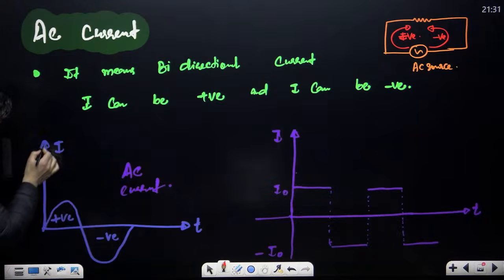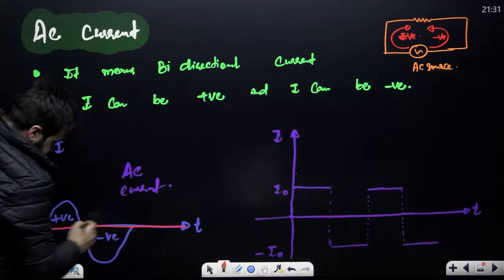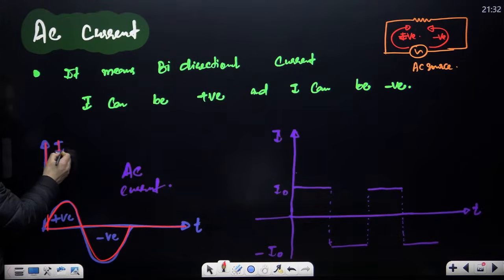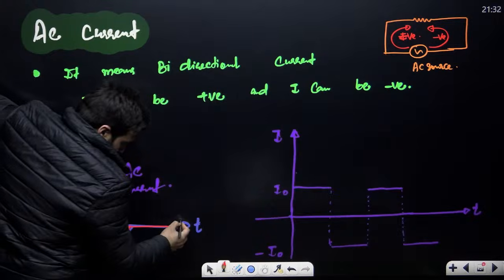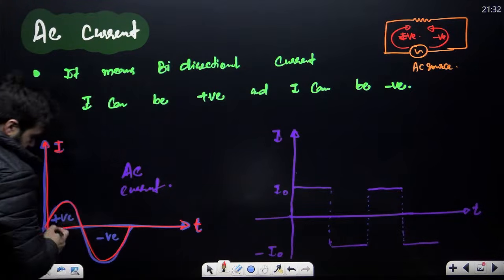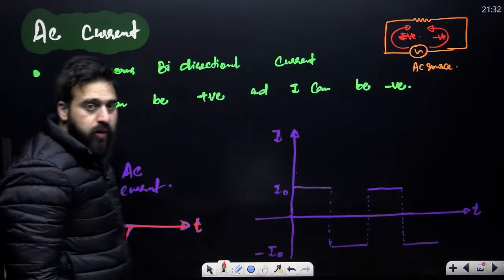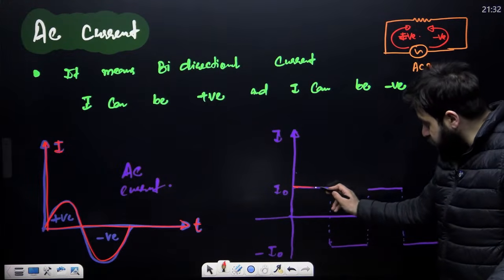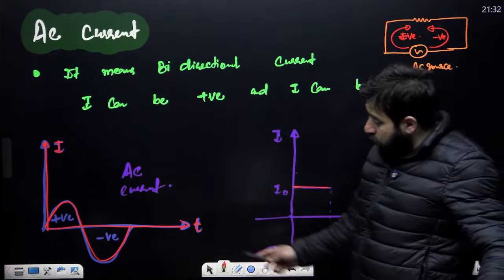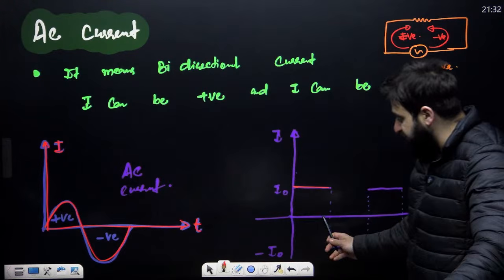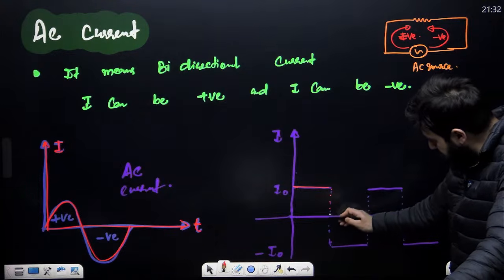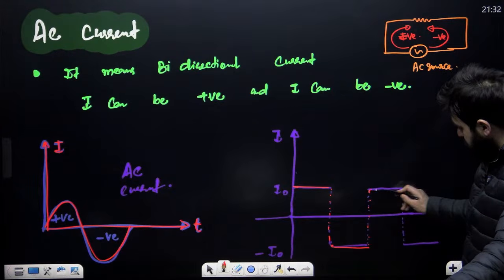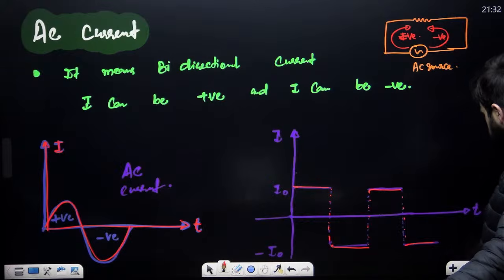If you make the graph, guys, the graph would be something like this. From the upper side, you consider current as positive. From the lower side, you consider current as negative. Sir, is this also the alternating current? Yes, absolutely. This is what we call square wave AC. This is called sinusoidal AC. So here current is positive and it is constant for certain time. Then it becomes negative. Then again it becomes positive. Then again it becomes negative.